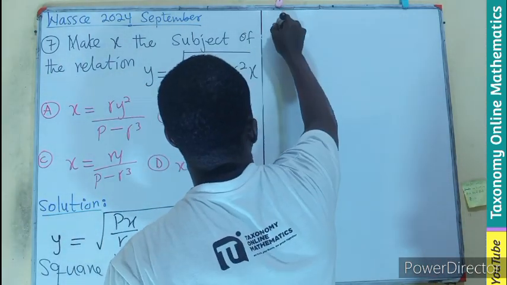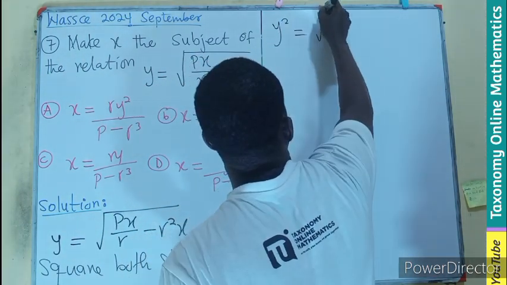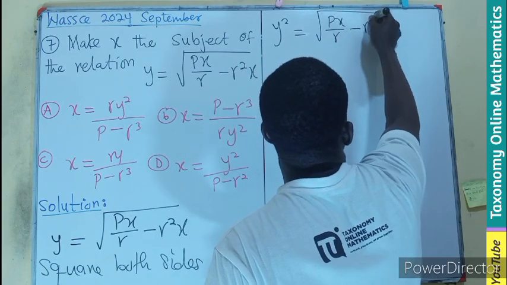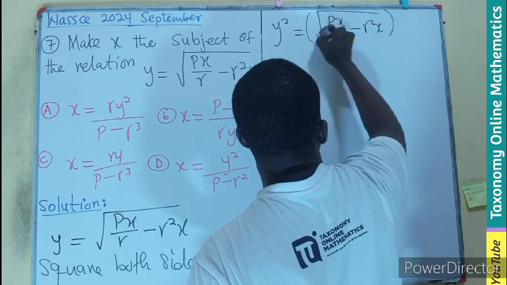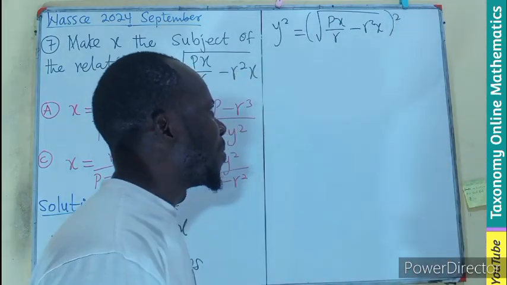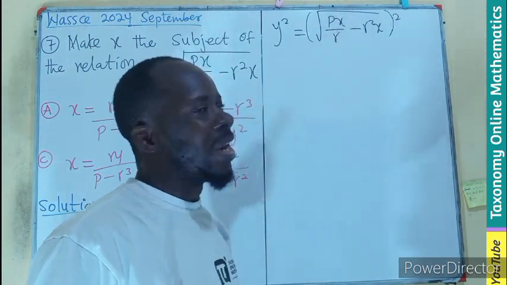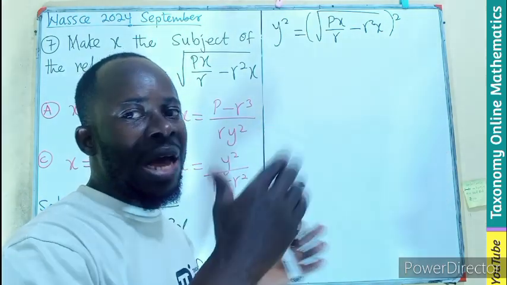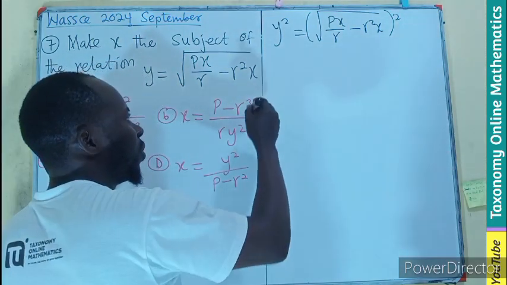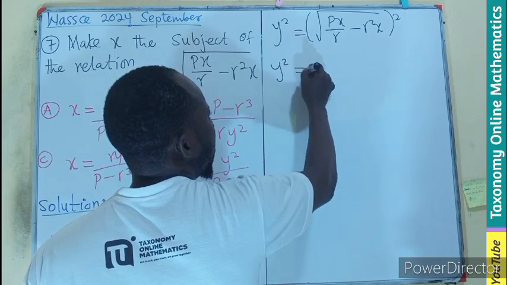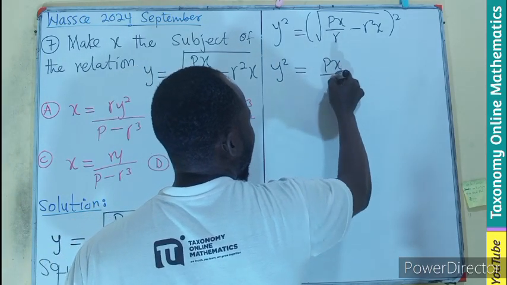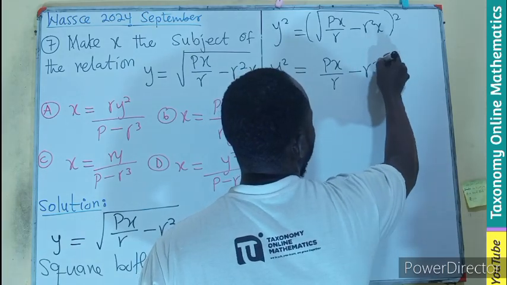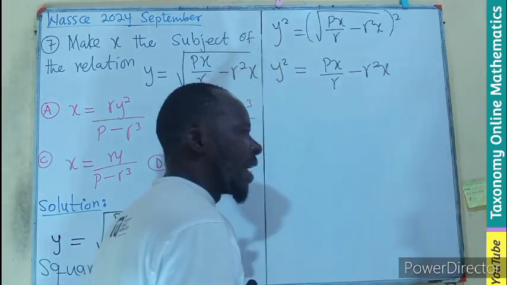That means that y squared equals the root of px on r minus r squared x, all squared, whereby the square will cancel the square root, because the square root is also a power of half, meaning half of 2 becomes 1. So this will give you y squared equals px divided by r, all free from the square root, minus r squared x.